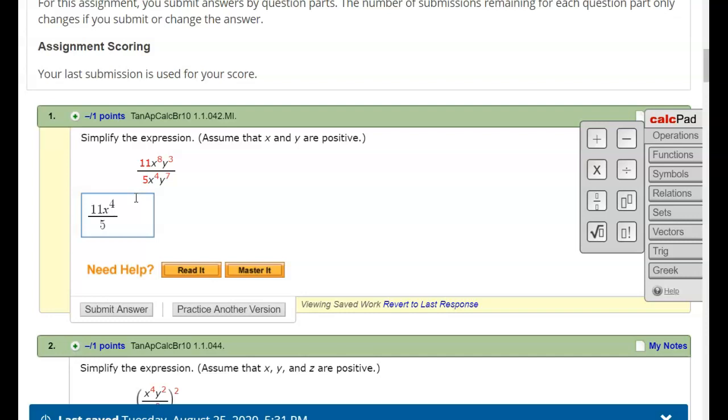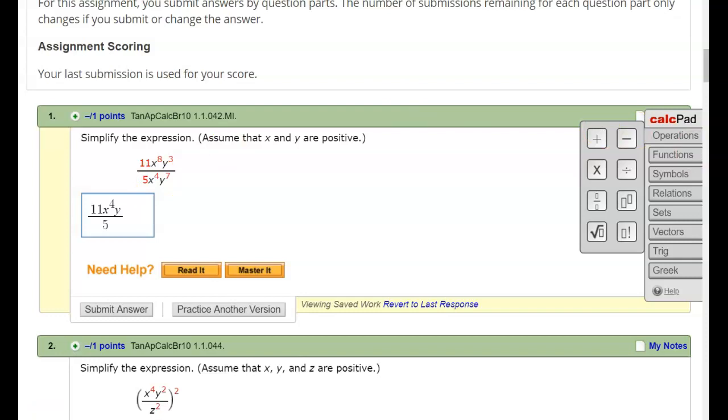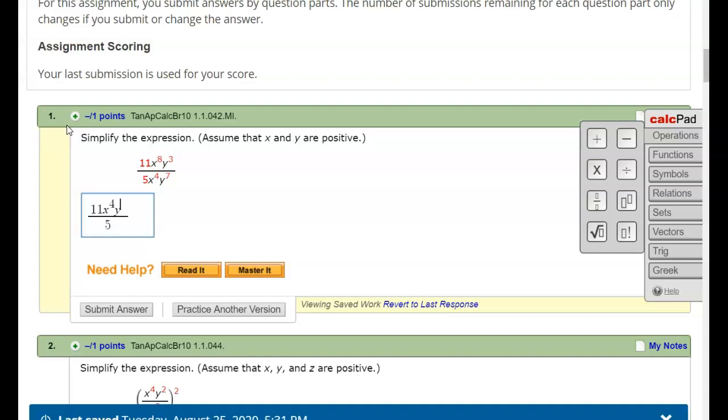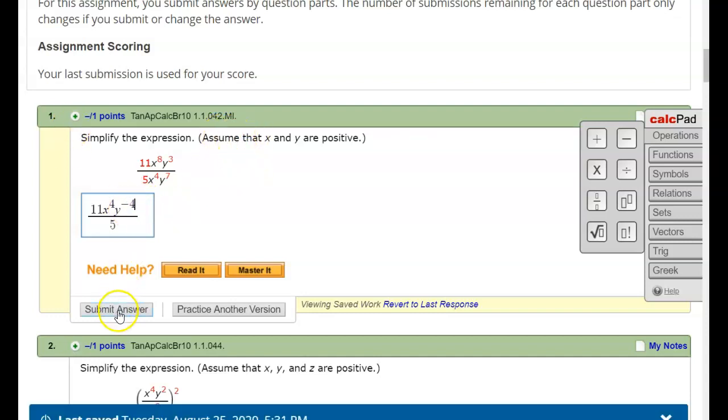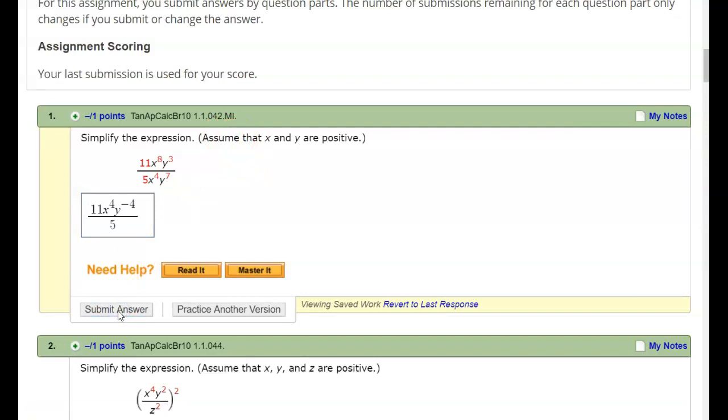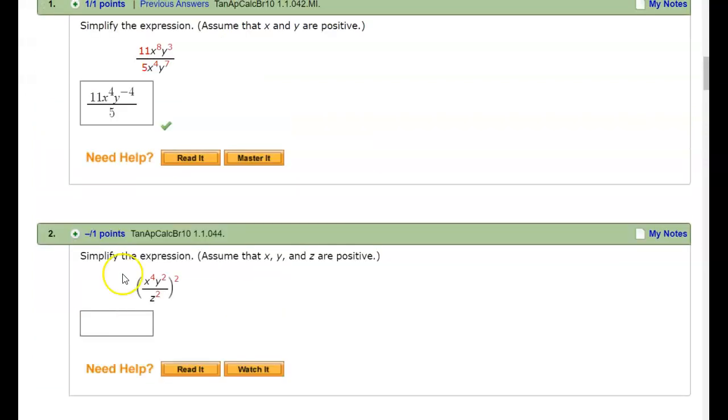And I'll do y to the, it looks like negative 4, right? For y to the, I could hit the caret key on the keyboard, that's Shift 6 on my keyboard. That'll be 3 minus 7, which is negative 4. I'm going to see if that works. I don't think it's going to, because I usually want negative exponents, but it might. So I'm going to submit the answer and see. They let me get away with that negative exponent, so that was fine. But if it says no negative exponents, you wouldn't be able to leave that.